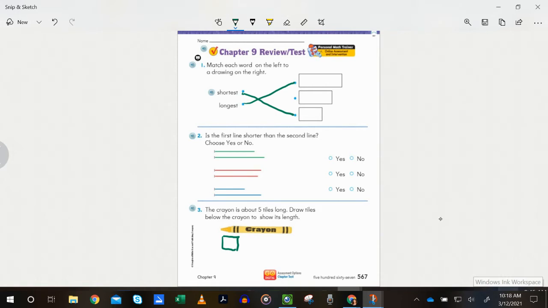Number 2, looking at the green, is the first line shorter? Here's the first line. Yes, it is shorter. Looking at red, is the first line shorter? Here's the first line. No, the first line was longer. Looking at blue, is the first line shorter? Here's the first line. Yes, it is shorter. So yes, no, yes. If that's what you got, give yourself a star. Otherwise, fix it with your crayon.